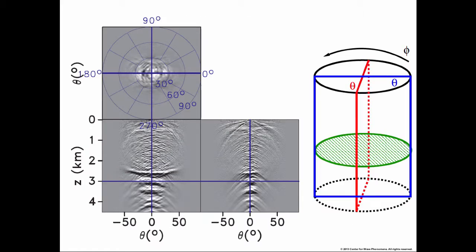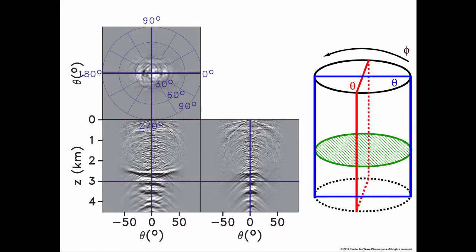Here is an example of the gathers. What I show here is the gathers which characterize the reflectivity for all reflection angle and all azimuth angle. You can see in the bottom two panels, the reflection angle theta goes from minus 90 to plus 90, and on the top panel, the azimuth angle goes from 0 degree to 360 degree.